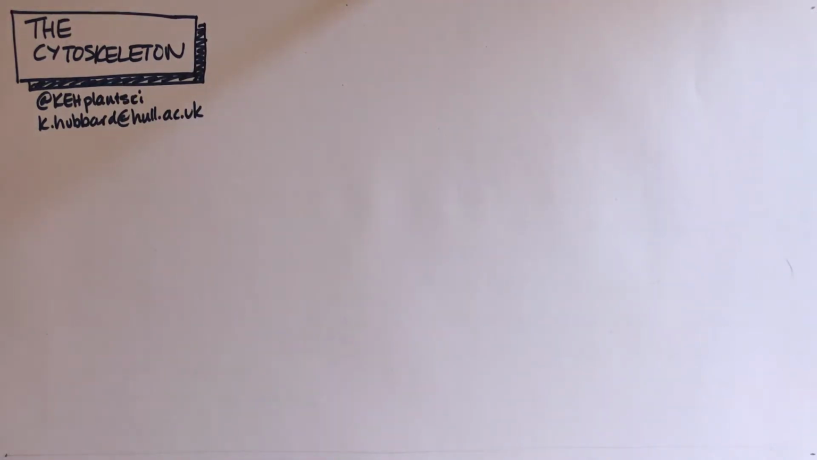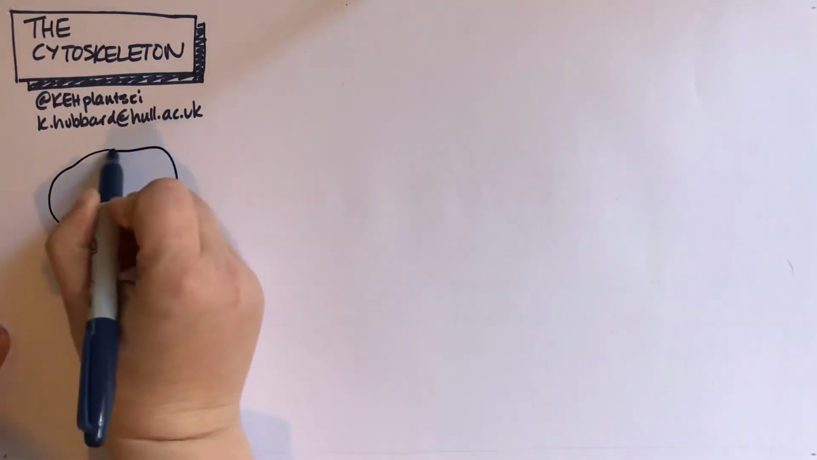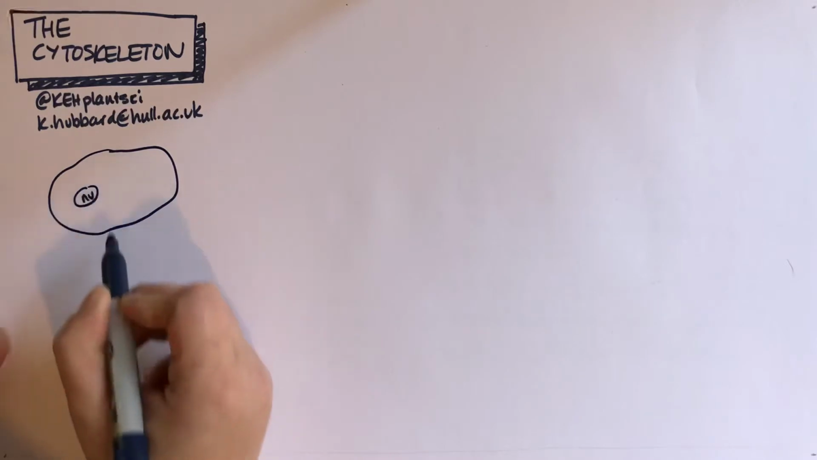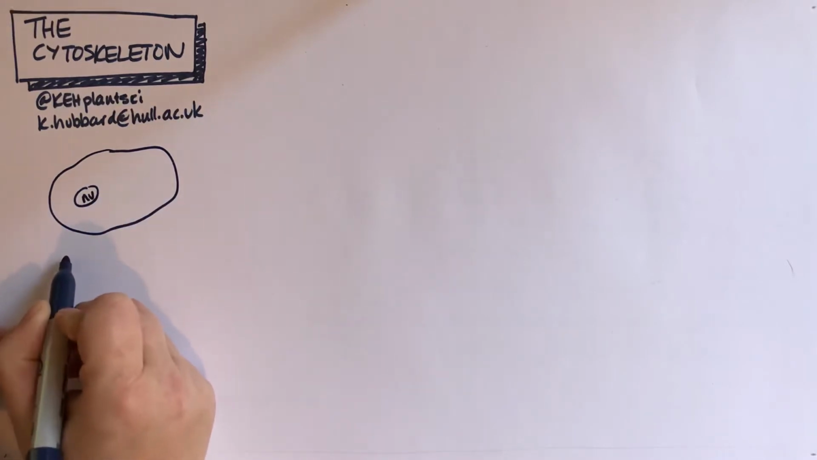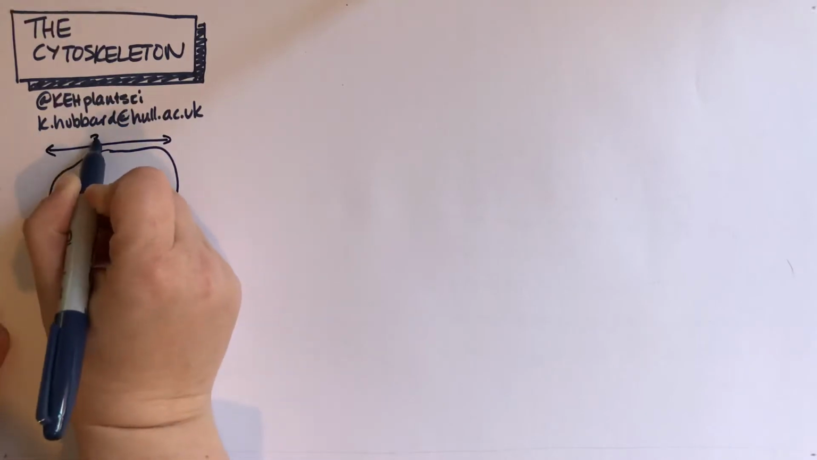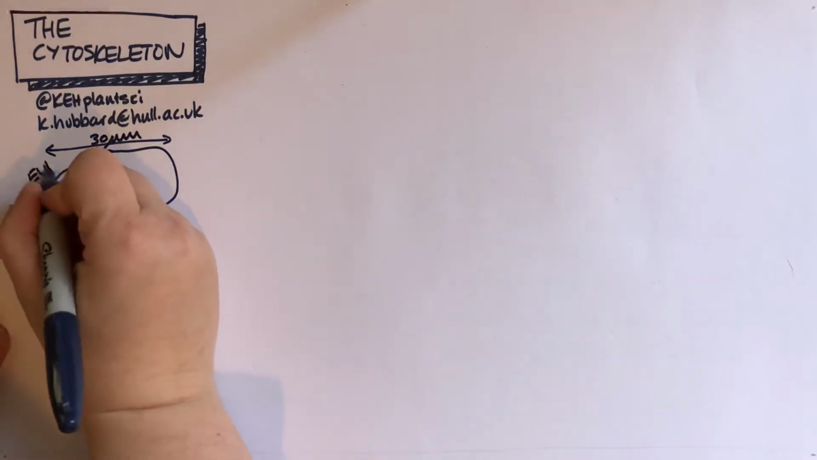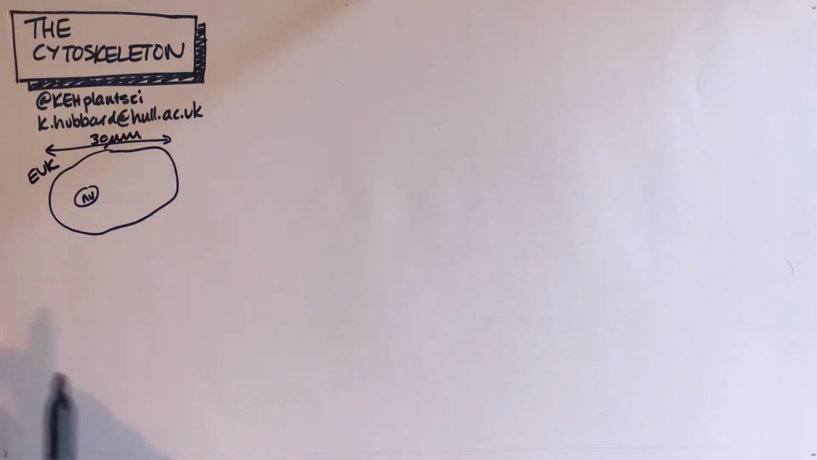So in this video, we're going to be thinking about the cytoskeleton, which is a really important component of how eukaryotic cells are organised. So if we think about a cell, so there's our cell, we've got the nucleus there. And remember that eukaryotic cells are 20 to 30 micrometers across. Okay, so that's actually quite a big distance that things have to travel within the eukaryotic cell.